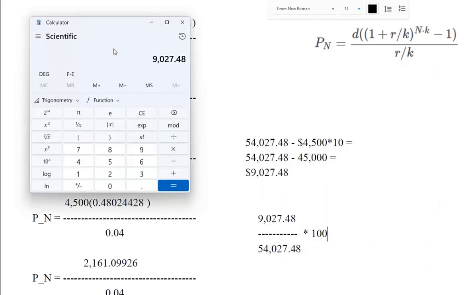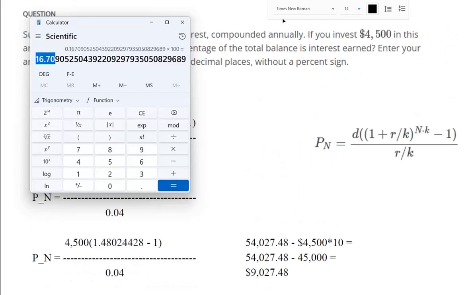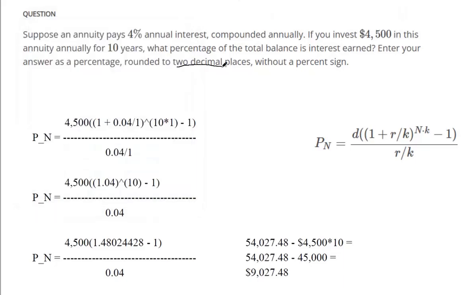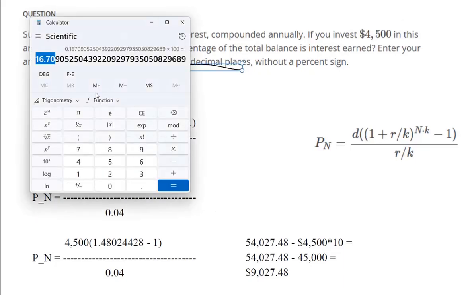Okay, so we get this, divide by $54,027.48 and times 100. I get 16.7%. All right, one last edit, 16.71% to the nearest hundredth. They said 2 decimal places. So it should be 16.71 because that 9 causes us to round up.